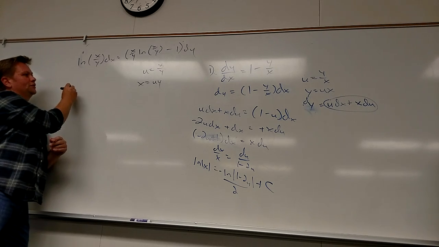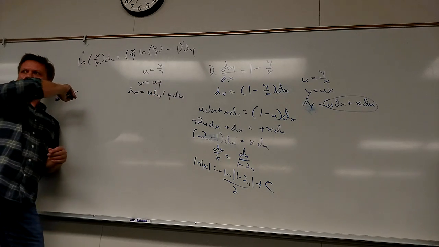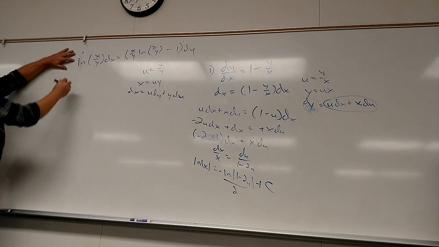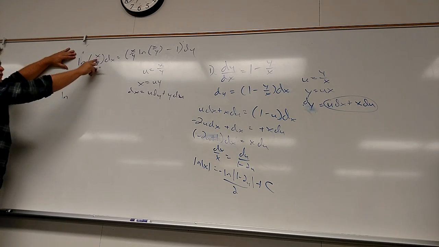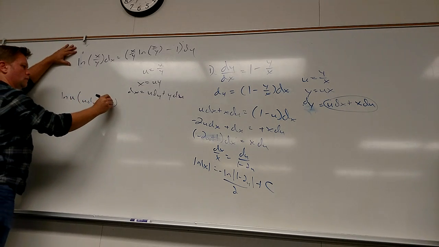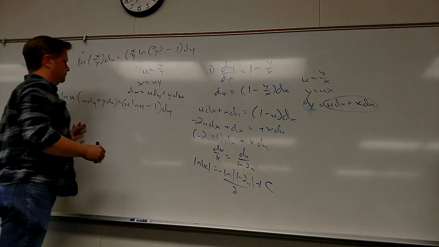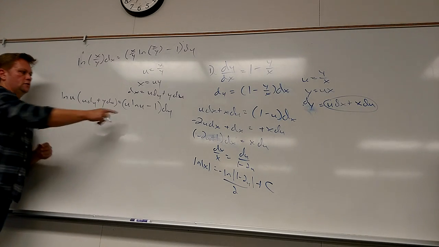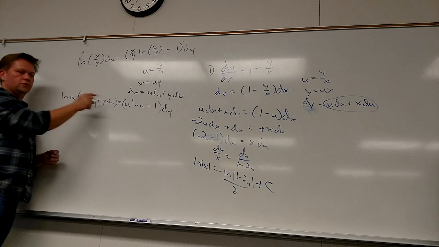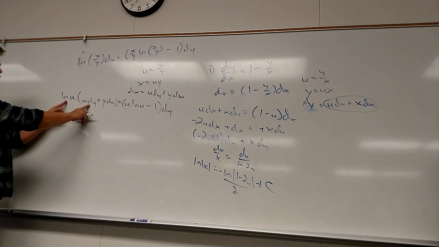So here of course you get dx equals u dy plus y du. Is that cool? That's old news. So then I'm going to get natural log of u times dx equals u natural log of u minus 1 dy. My u's sometimes get long tails and look like y's. So notice u natural log of u dy, u natural log of u dy.